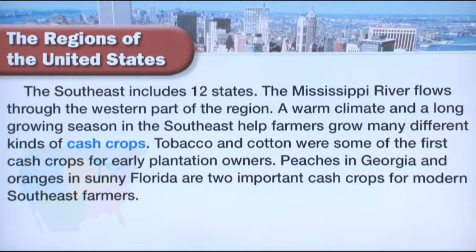The Mississippi River flows through the western part of the region. A warm climate and a long growing season in the Southeast help farmers grow many different kinds of cash crops, such as tobacco and cotton. Tobacco and cotton were some of the first cash crops for early plantation owners. Peaches in Georgia and oranges in sunny Florida are 2 important cash crops for modern Southeast farmers.